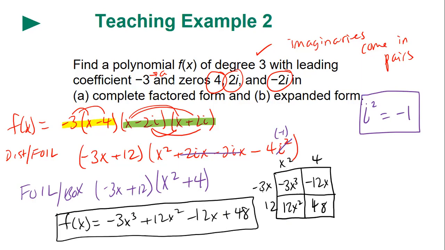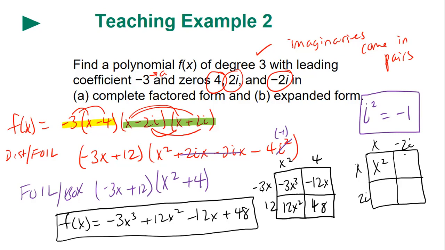Okay, FYI, the box also works when you're doing your imaginaries. So for the imaginaries, you could have written it using the box as well. You would have had x - 2i, x + 2i. x times x is x squared, x times -2i is -2ix, x times +2i is +2ix, and 2i times -2i is -4i squared. These would cancel out, and this would become from a negative to a positive. So if the box works better for you, do the box. It also is just a good organizational tool.